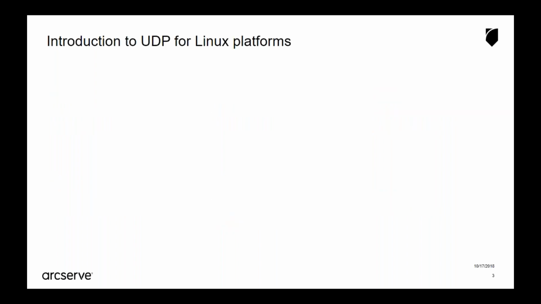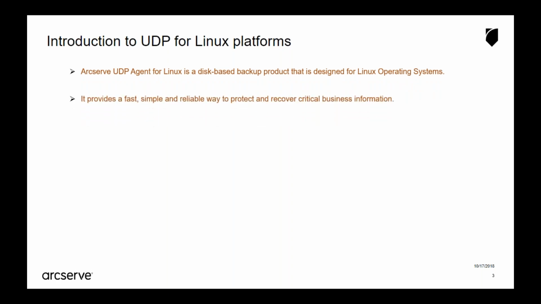So let's start off with the introduction. Now, UDP is a disk-based backup product that is designed for the various Linux operating systems which are available in the market today. It's a fast, simple, and reliable way to protect and recover all your business critical information.